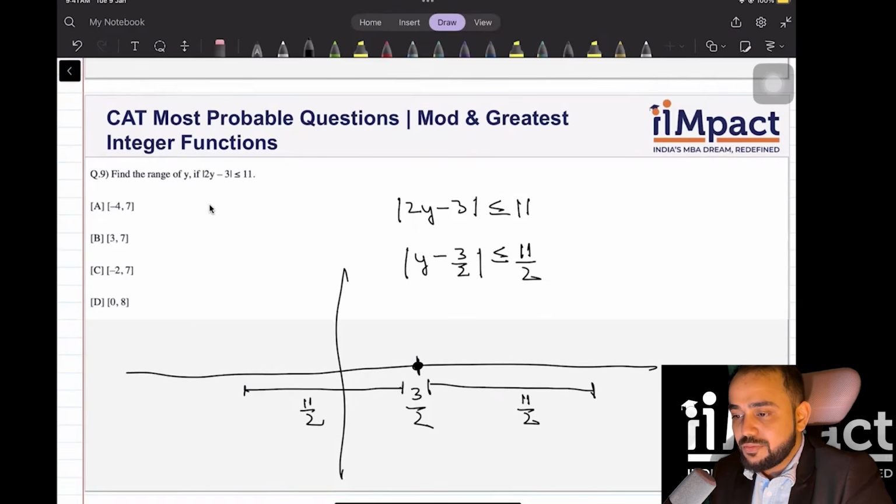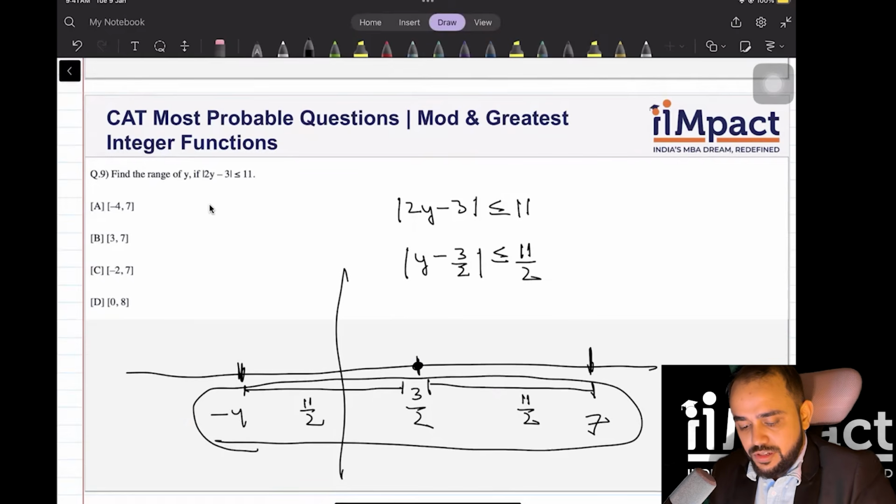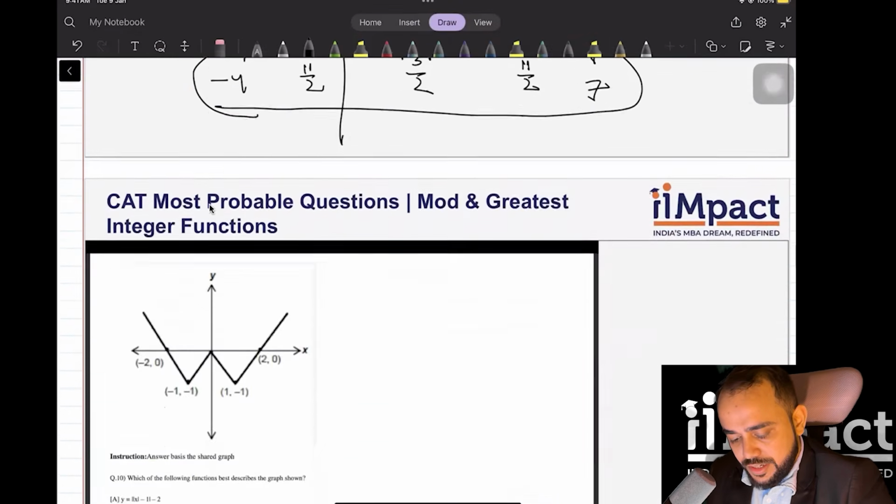This would be 11/2 plus 3/2, that is 14/2, that is 7. This point will be 7. And this point will be 3/2 minus 11/2, which is going to be minus 8/2, that is minus 4. So your y value has to lie between -4 and 7. And because you have equality, you will put a square bracket here. All right, moving on.